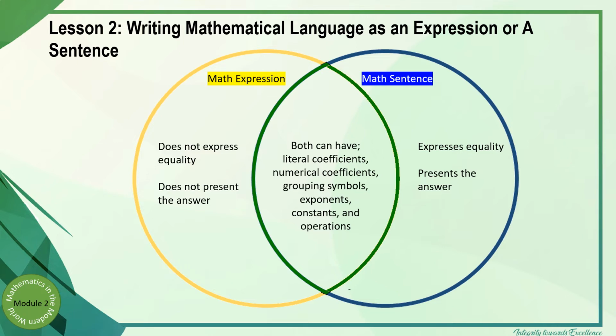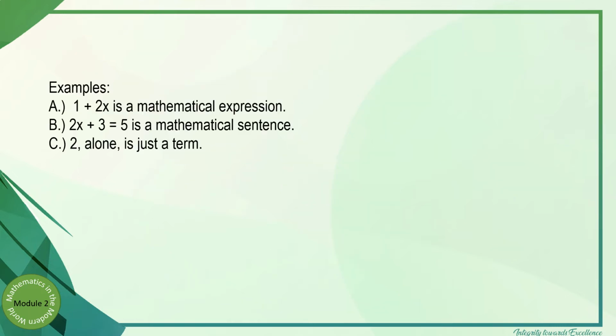Okay? Then, it has constants. A constant is an unchanging value. When we say unchanging value, there is no variable that can affect it. Okay? And then, operations, of course. In mathematics, operations are very fundamental. Okay? So, if we will have some examples, we have this one.